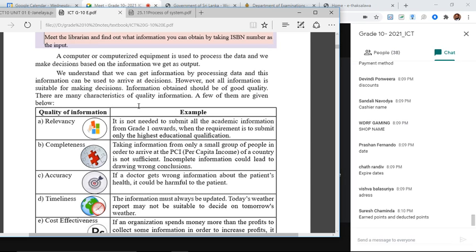So when we are taking the information, that must be good quality information. If you have good quality information only, you can make the decision. You can make 100% accurate decisions. Otherwise, what will happen? It will be misleading the people. So that thing they are going to discuss here.